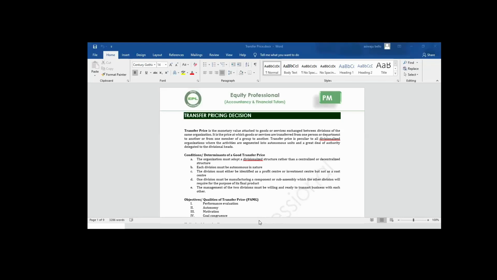We are starting a new topic, and the topic is transfer pricing.